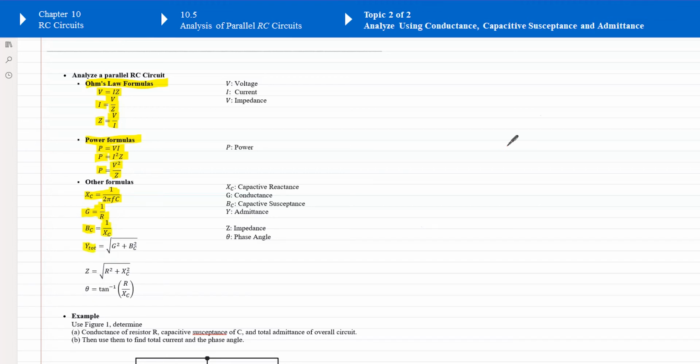The admittance is the overall conductance and also the capacitive susceptance. So it is the square root of G squared plus Bc squared. Impedance is the square root of R squared plus Xc squared, which is the inverse of admittance. The phase angle theta is the inverse tangent of R over Xc. This is for RC parallel circuit.